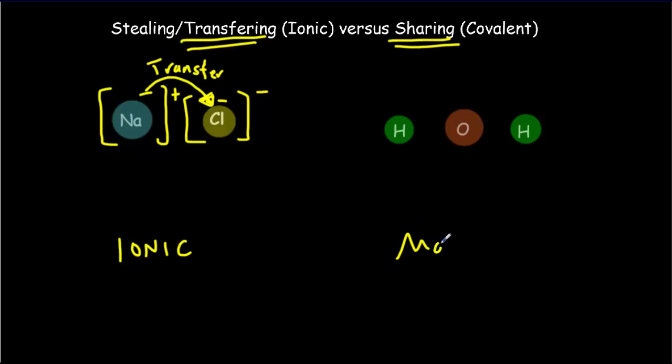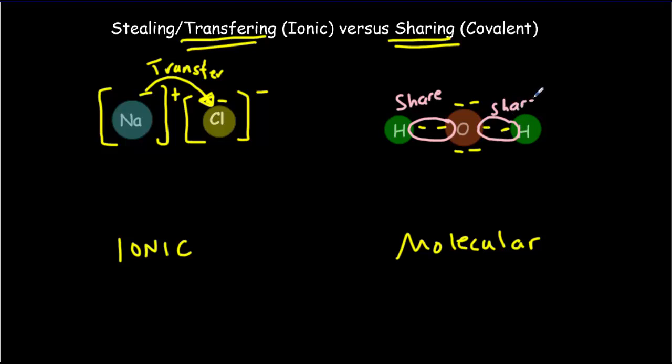In the molecular case though, it's very different. Hydrogen has 1 electron in its outer shell, and oxygen has 6 electrons. So what happens is the hydrogen and the oxygen will share a pair of electrons, and they'll share a second pair of electrons. So now hydrogen's going to have 2 electrons in its outer shell. That's a full outer shell for hydrogen. And oxygen, because it's now sharing the 2 electrons from hydrogen, will also have 8 electrons in its outer shell. So once again, it gets a full outer shell.